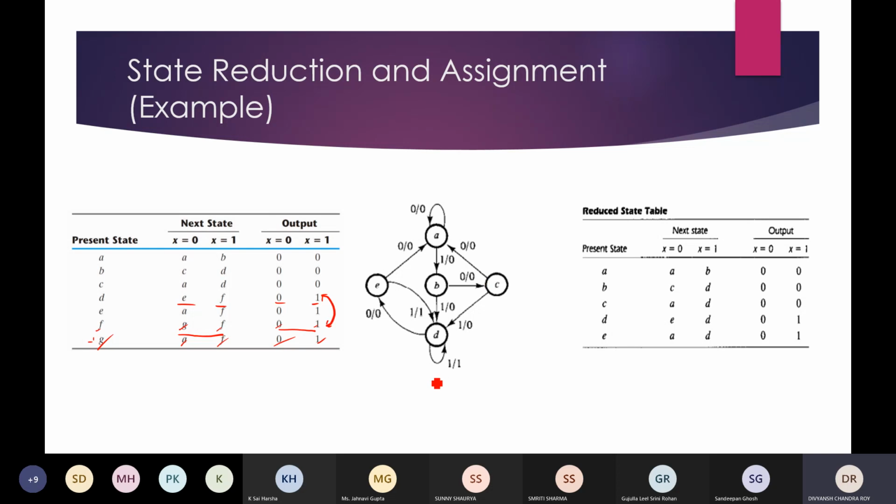So here you can see this is the reduced state diagram of this circuit, and this is the reduced state table. You can see here also there is no F and G state.